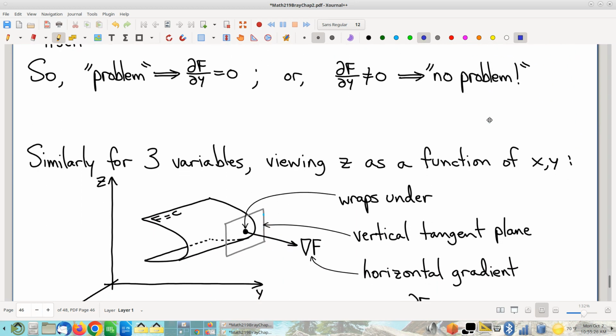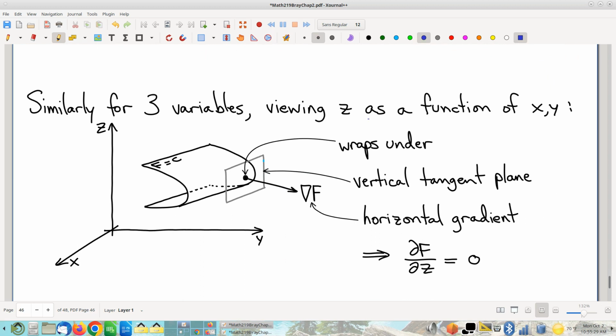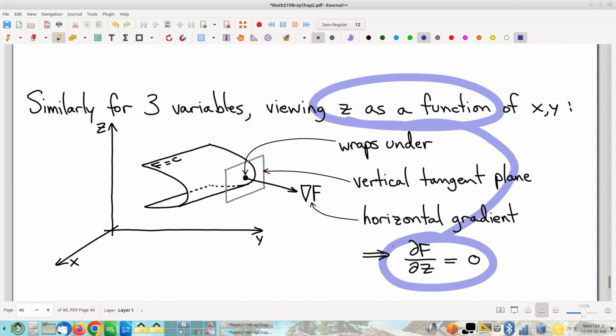Notice in our three-dimensional example here, we were wondering about z possibly or not possibly being a function, and it was the z partial that answered that question. Right? And I'm just going to kind of wave my hands here, and again, I don't want to get too rigorous about this, but I claim that that's a pattern.